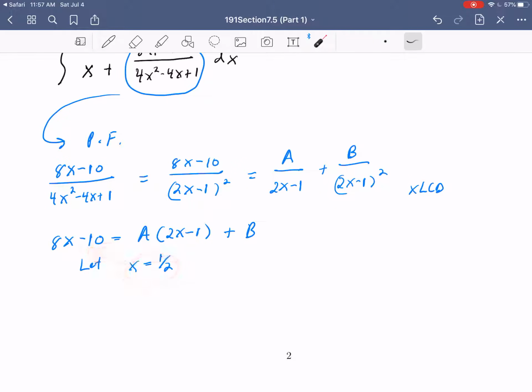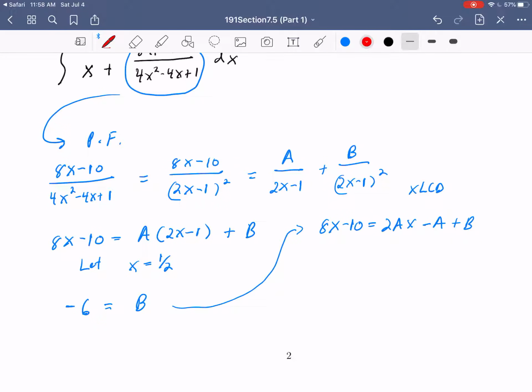On this side, we'll get 4 minus 10, which is negative 6, equals 0, and then B. So there's one of our constants. Since there's only one factor, there's only one easy value to choose. Otherwise, let's just multiply this out. I'll do this over here. We have 8x minus 10 equals 2Ax minus A plus B. We could set the minus 10 equal to minus A plus B, but it is probably even easier just to match up these like terms, the 8 and the 2A.